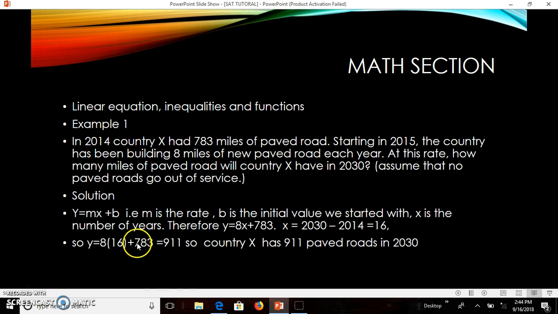Putting 16 inside this equation for x, then you get your 911. So that is the amount of paved road in 2030. Understand? So it could be at any point. So this is just a practical example.